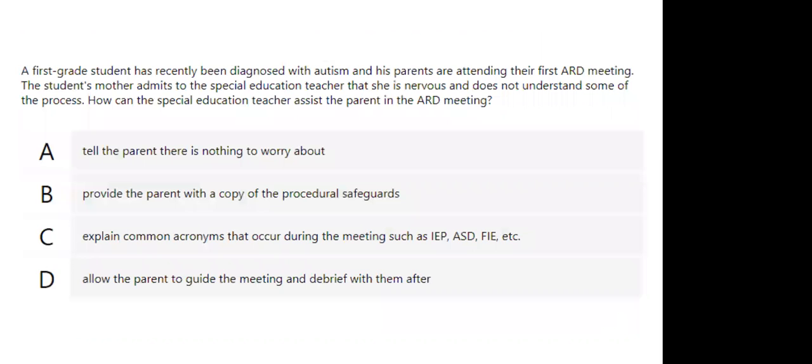Next question. A first grade student has recently been diagnosed with autism, and his parents are attending their first ARD meeting. The student's mother admits to the special education teacher that she is nervous and does not understand some of the process. How can the special education teacher assist the parent in the ARD meeting? How can the special education teacher assist the parent?